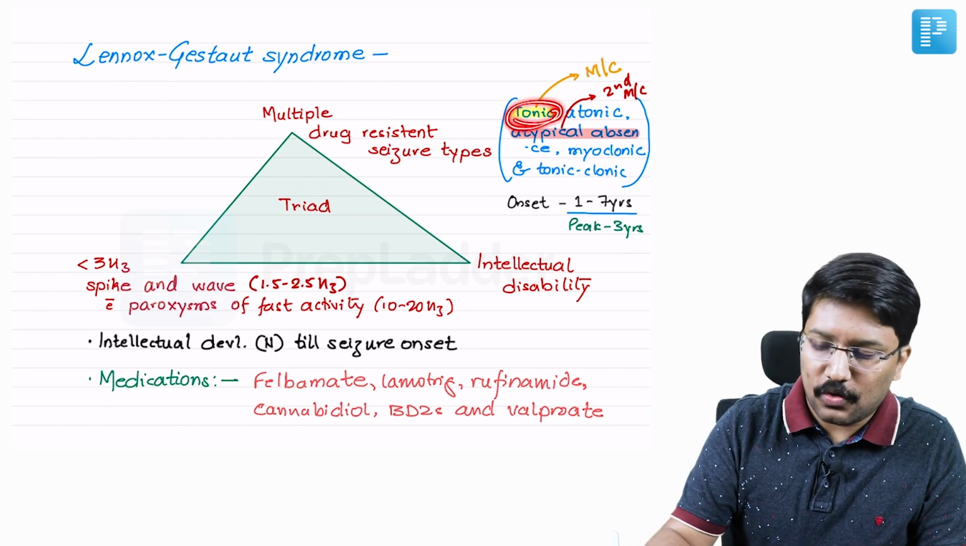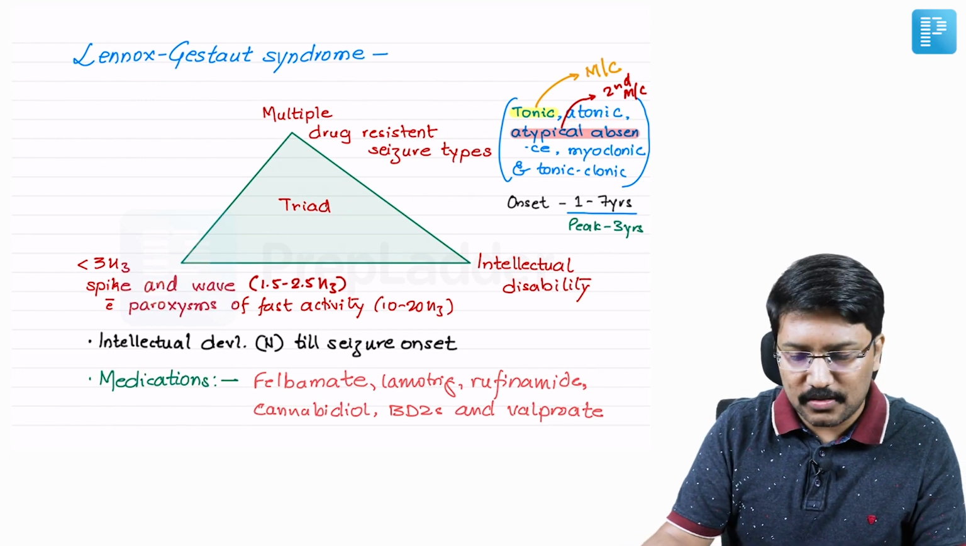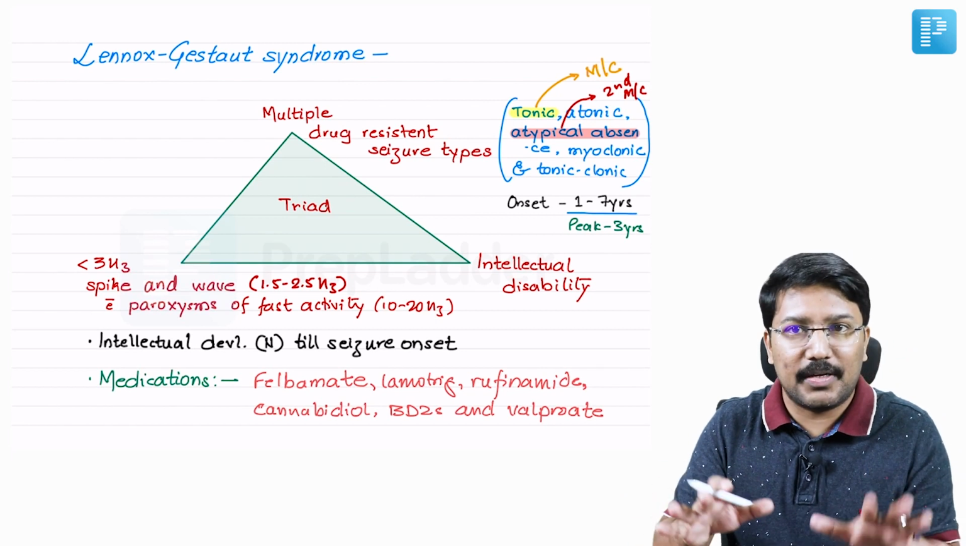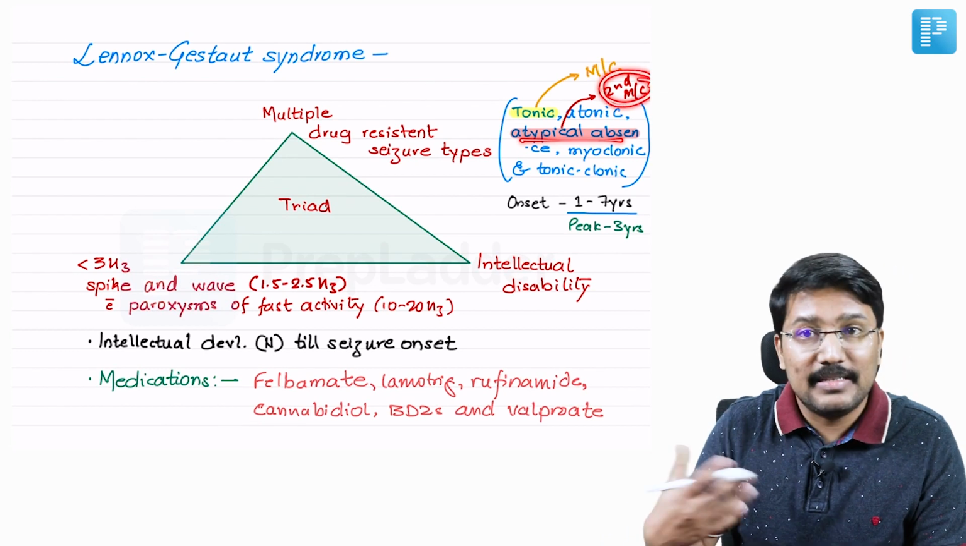So tonic is the most common. Other than that, yes, this is also known to have drop attacks. Atonic seizures are common. Patients can have the atypical absence seizures, right? Not the typical absence seizures. Atypical absence seizures, these are the second most common seizure types.